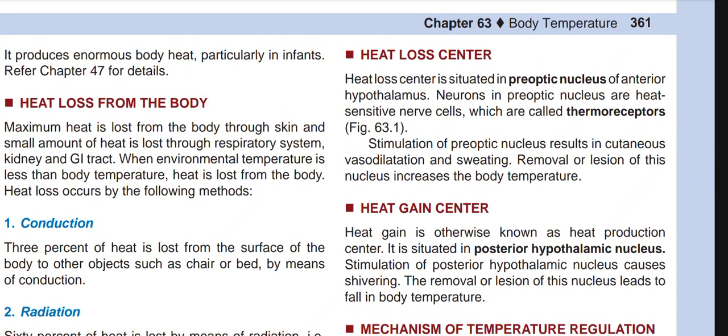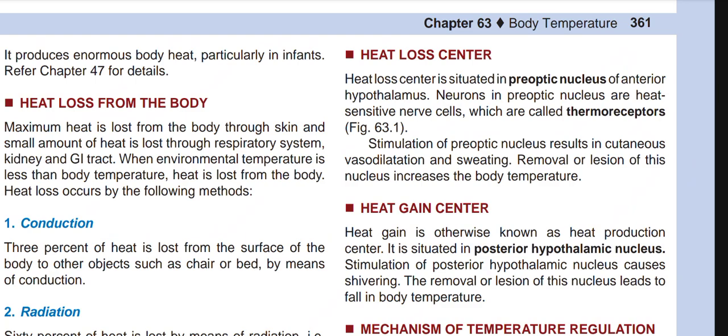What is the heat loss center? The heat loss center is situated in the preoptic nucleus of the anterior hypothalamus, and the neurons in the preoptic nucleus are heat sensitive nerve cells which are called thermoreceptors. Stimulation of the preoptic nucleus results in cutaneous vasodilation and sweating. Removal or lesion of this nucleus increases the body temperature.